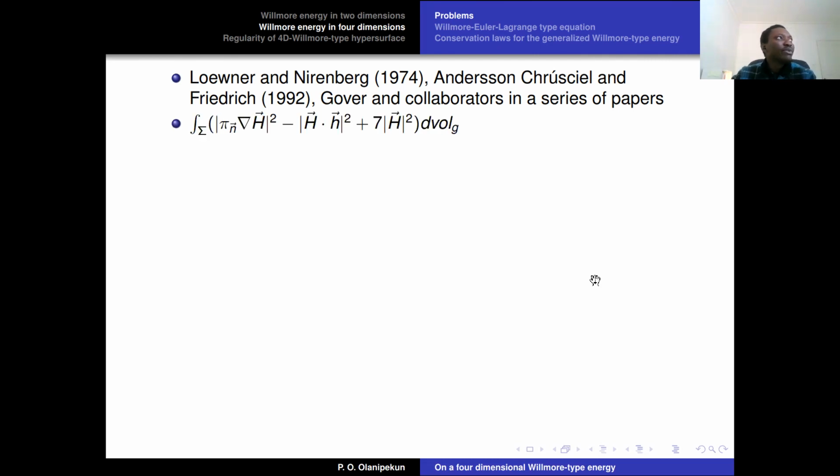And then in 2017, Robin Graham and Richard wrote down this energy. So this is what came out of that research. They have this in 4 dimensions as the 4-dimensional generalization of the Willmore energy.